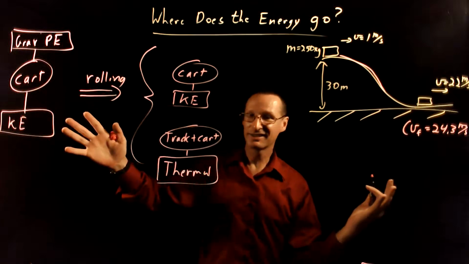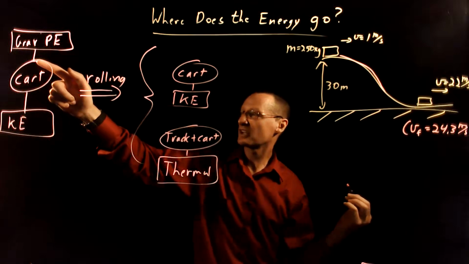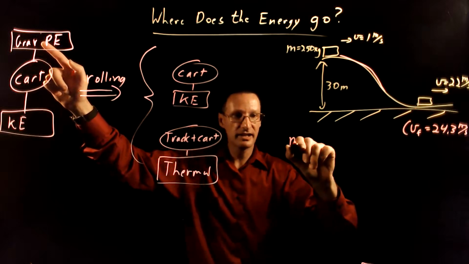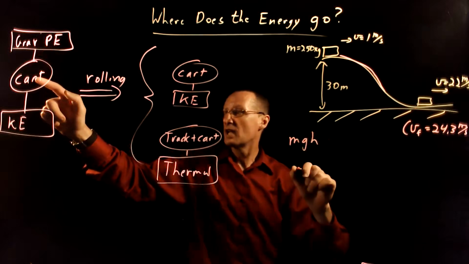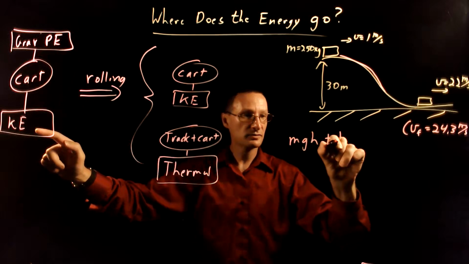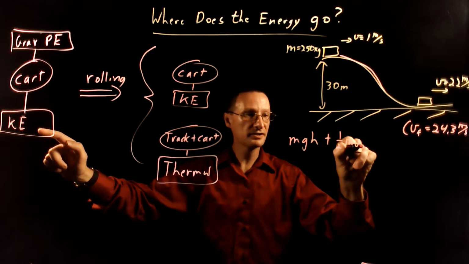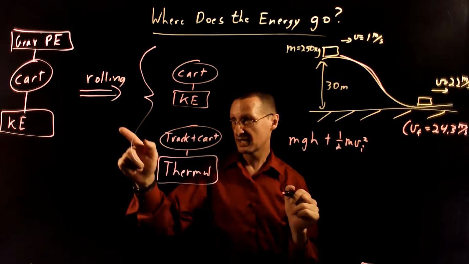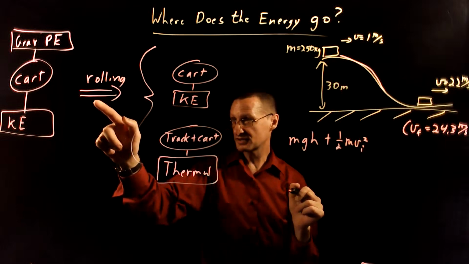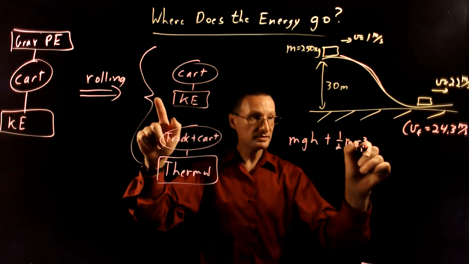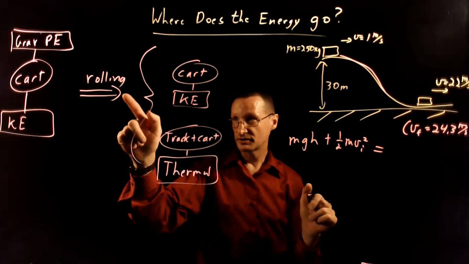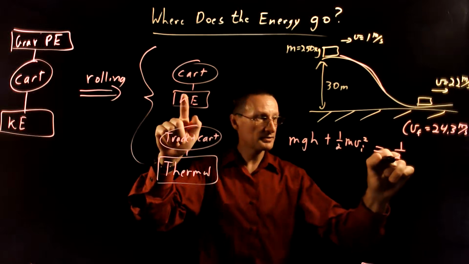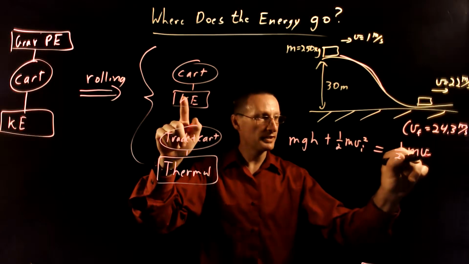So how does it become an equation? Let's draw it out here. What we're saying is that the cart has gravitational potential energy, so that's mgh, plus it has kinetic energy, that's 1/2 mv initial squared, that's the initial velocity at the top. And then this conversion sign through rolling becomes an equal sign here. So that energy is converted into the kinetic energy of the cart, so that's 1/2 mv final squared.